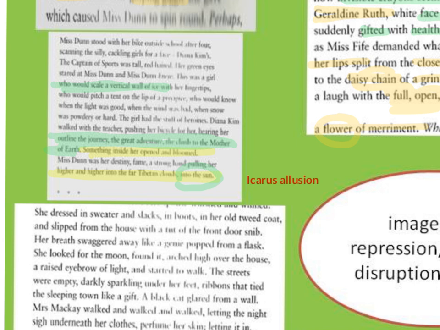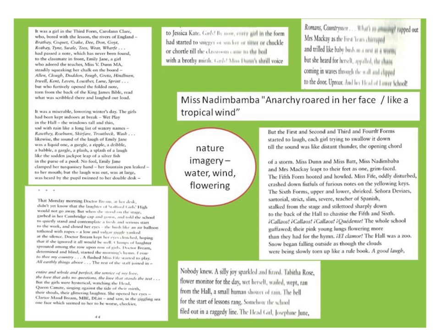Moving on to 2 of 5. Number 2 of 5 in our language analysis. Here we're looking at a second pattern of language associated with nature imagery, taking the form of water, wind, and also flowering, a little bit we saw earlier with Geraldine Ruth's throat.